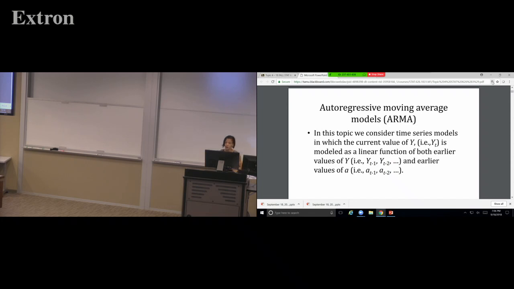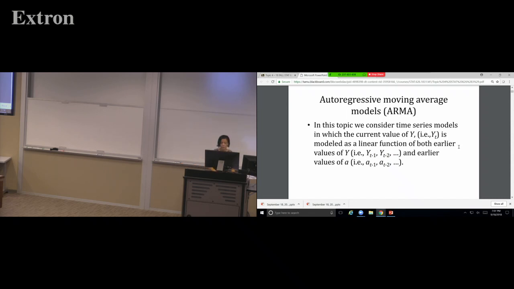So the idea here for an ARMA, that's my shorthand for an autoregressive moving average model, is that we're going to look at our current value of y and model it as a linear function of earlier values of y and earlier values of a, which is our white noise. That idea of modeling it as a linear function of earlier values of y should sound familiar. That comes from the autoregressive world. Earlier values of white noise come from what we looked at last week, the moving average world. So now we're putting them together.